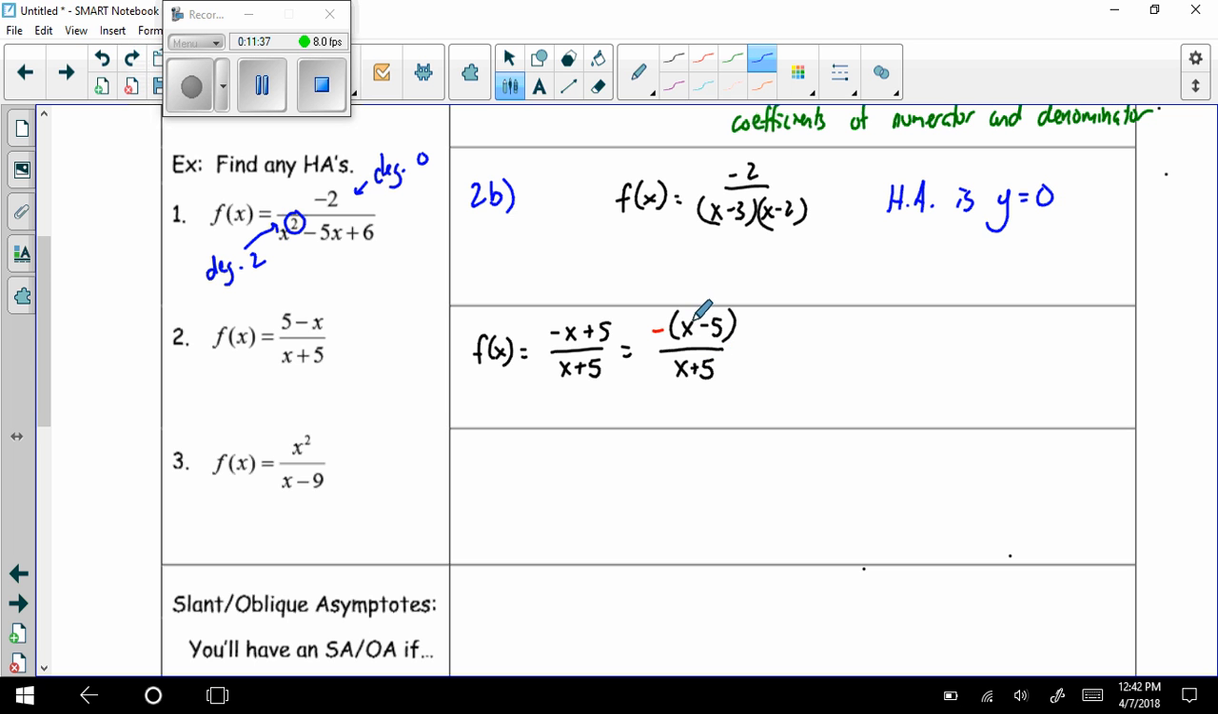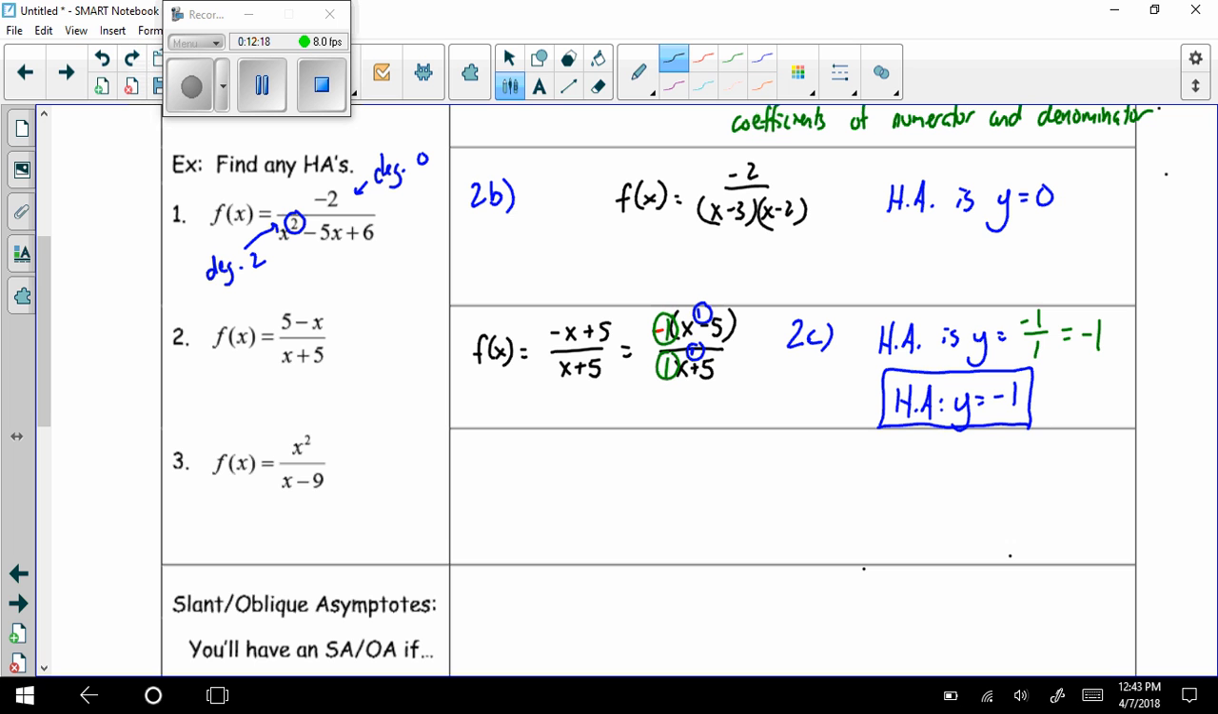In this situation, the degree on the top is 1, degree on the bottom is 1, so we are looking at rule 2c. And when I said ratio of leading coefficients, I would look at my leading coefficient on the top, which is negative 1, and my leading coefficient on the bottom, which is positive 1. And so it would be negative 1 over positive 1 or negative 1. So again, HA is y equals negative 1. I want to point out that I'm talking about leading coefficients, not the ratio of degrees. So it's always the number that's in front.